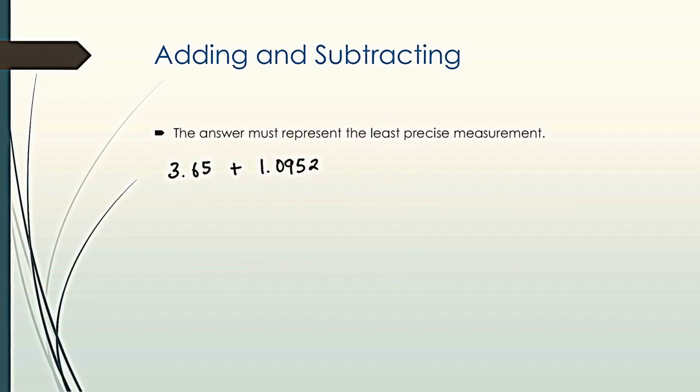Now that we know how to determine the correct number of significant figures, let's talk about how to perform the 4 mathematical functions on them. In front of you are 2 numbers with different number of digits after the decimal point. Which of these 2 do you think is more precise? It would be 1.0952, because we have made this measurement to the 10,000th place as compared to 3.65, which only goes to the 100th place. And so if we compare these 2 numbers, this is the less precise, this is the more precise.